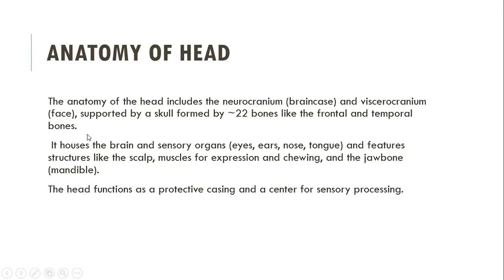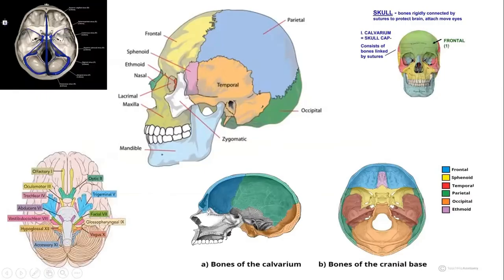Now, what does head anatomy include? It houses the brain and sensory organs like eyes, ears, nose, and tongue, and it features structures like the skull, muscles for expression and chewing, and the jawbone, like the mandible. The overall head basically functions as a protective casing and center for sensory processing. Now you can appreciate the pictures here. We will be covering these pictures in the next few slides.